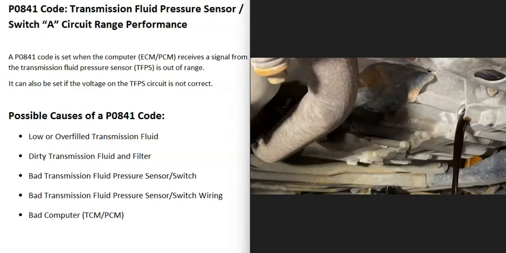The next thing that might cause problems is really dirty transmission fluid, or the transmission filter becoming all clogged up. If the transmission fluid's really dirty, or if that filter gets all clogged up, that can throw off the pressure inside the transmission and cause problems. Usually if there is some kind of problem with the fluid, like if it is low, overfilled, dirty, or if that filter's all clogged up, then usually you're going to get another code.